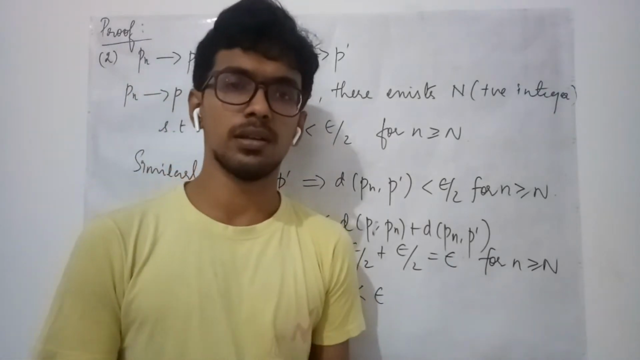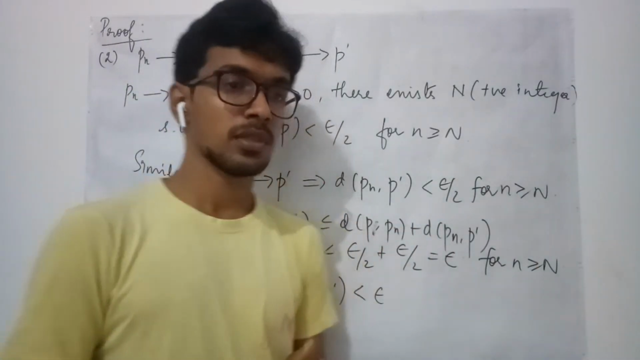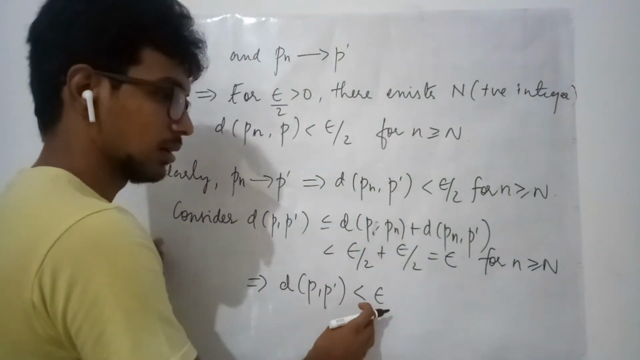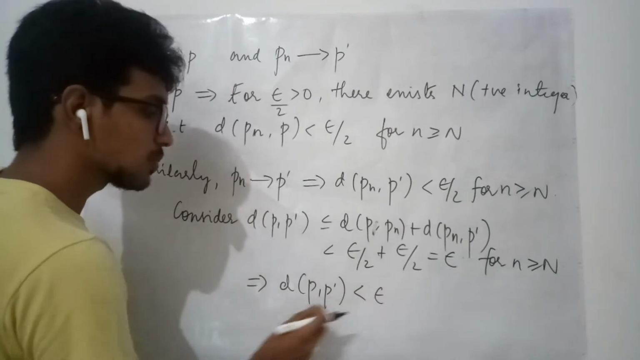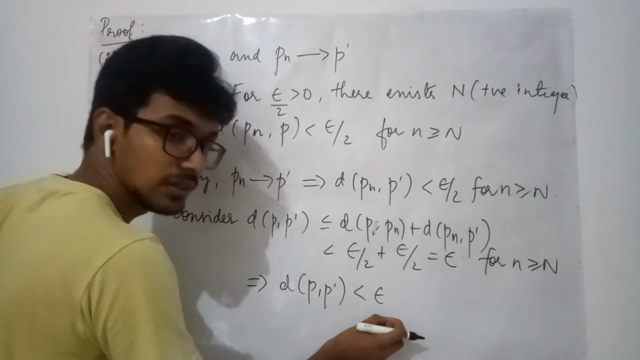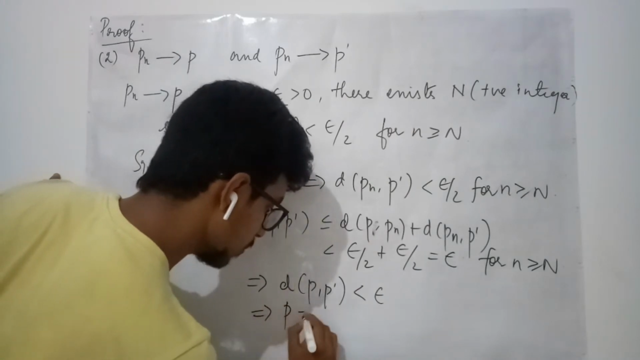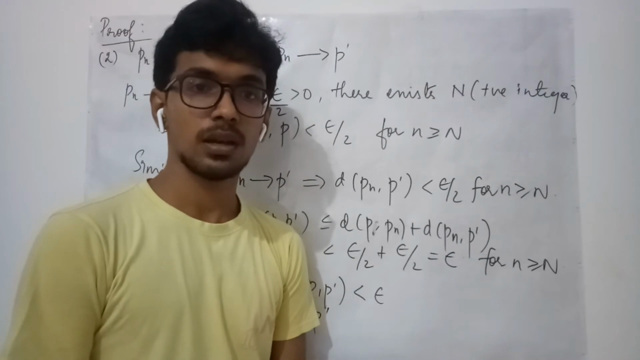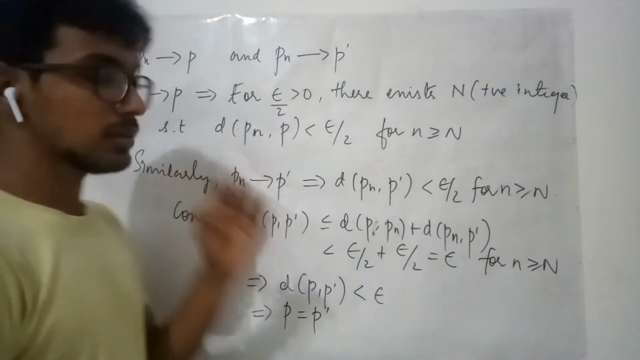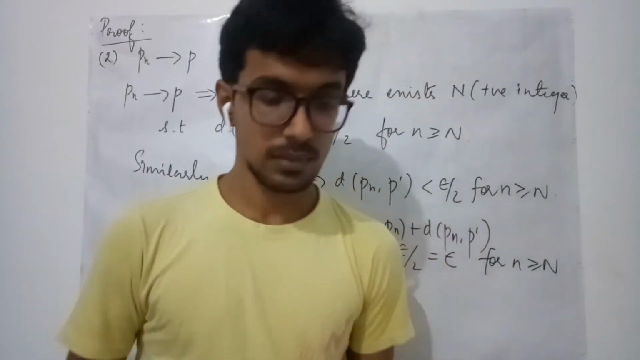What is this epsilon? This is a very small quantity, almost zero, and you are saying the distance between these 2 points is of this sort. This tells you that P and P prime must be the same, right? So this completes the proof of this part.